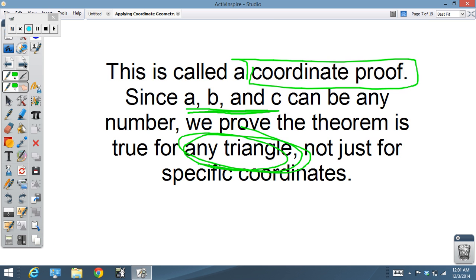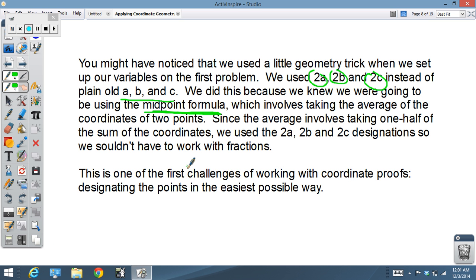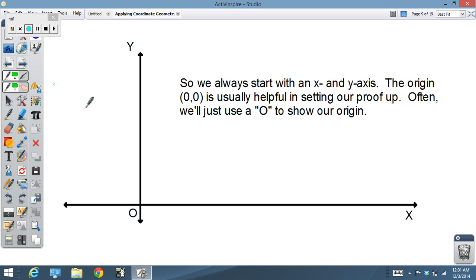Although we could have, it would just make it harder. All right? This is one of the first challenges in working with coordinate proofs. We've got to designate the points in the easiest possible way. So we'll give you a couple of examples here.